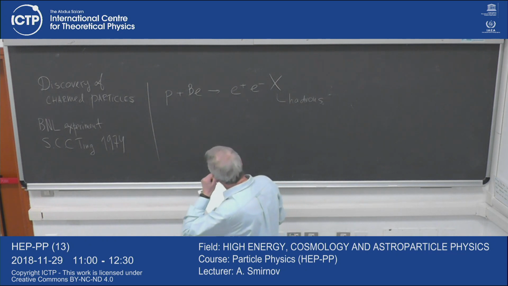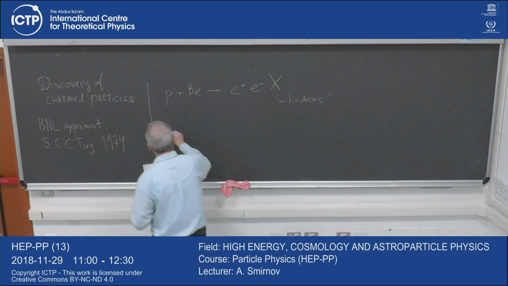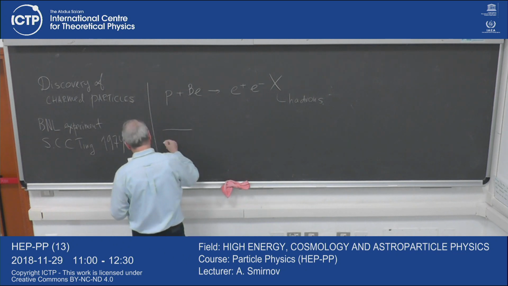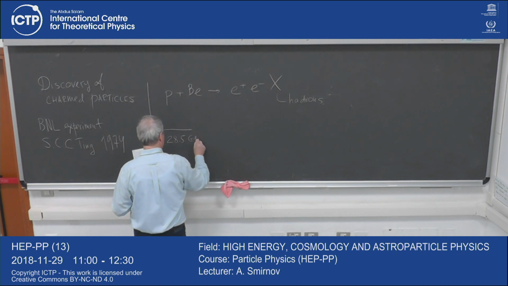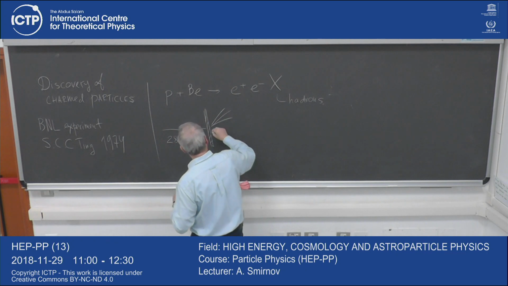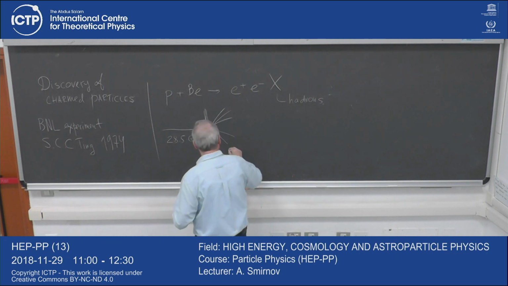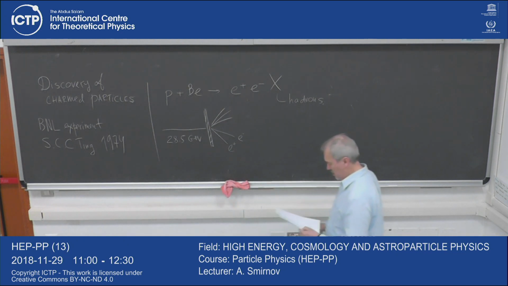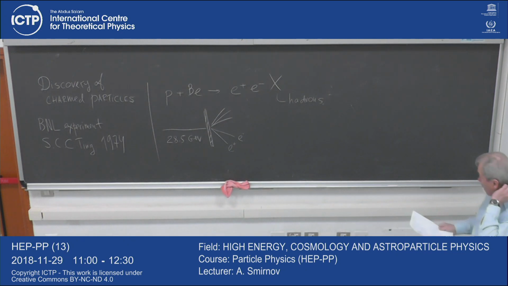So this is a fixed target experiment. Protons were accelerated up to quite big energy. By that time it's 28.5 GeV. They hit the beryllium target. And then what they saw is some number of hadrons and then e plus and e minus. So that was the observation.